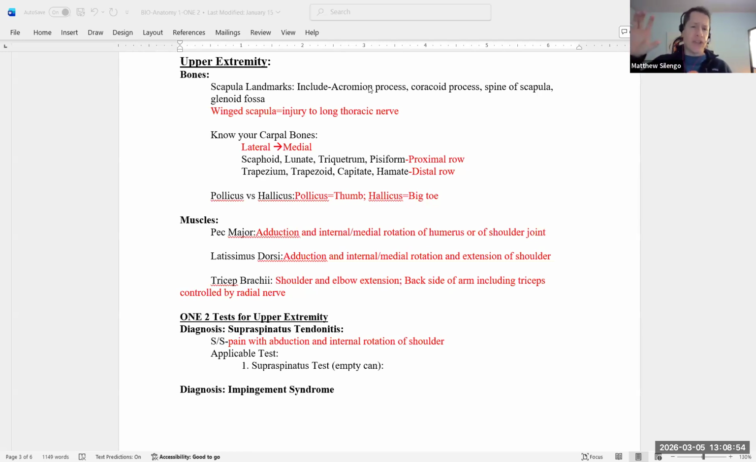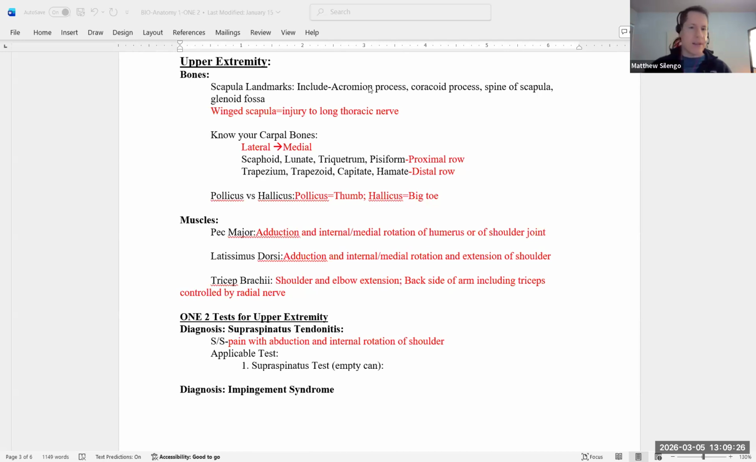And then you've got that depression called the glenoid fossa. The glenoid fossa is the depression that essentially receives the head of the humerus. The head of the humerus fits into the glenoid fossa to form that ball and socket joint that we know as the shoulder. Or you could be a little more technical and say we know it as the glenohumeral joint, because it's a junction of the glenoid fossa and the humerus. A lot of times we refer to it as the shoulder joint.